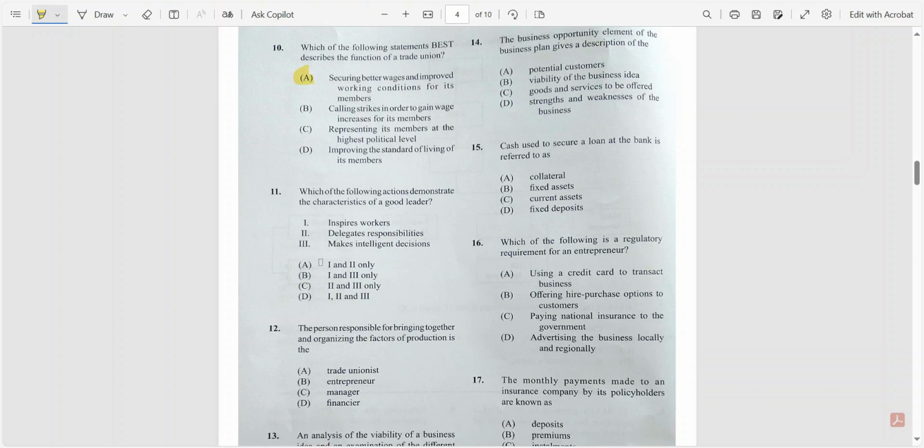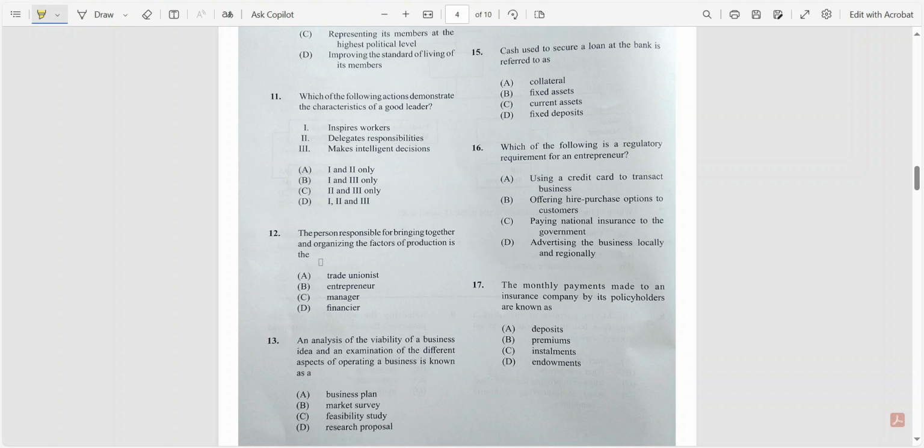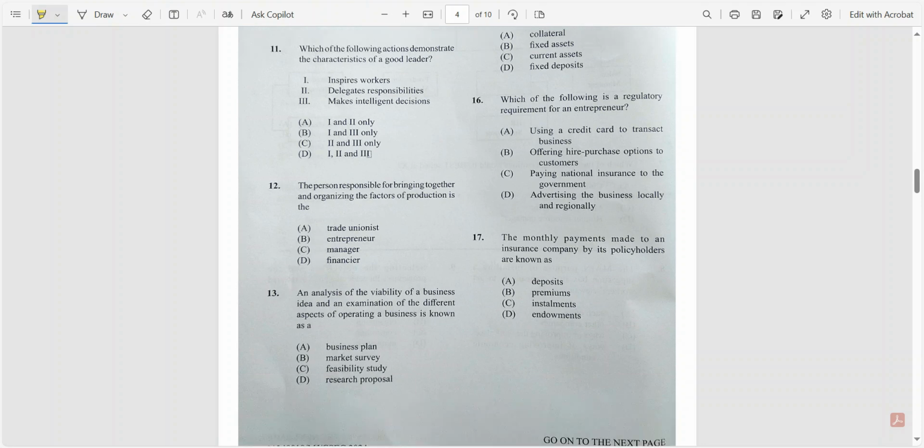11. Which of the following actions demonstrate the characteristics of a good leader? Inspires workers, delegates responsibilities, or makes intelligent decisions. As a good leader, you are expected to do all 3 of those, so it is D. The person responsible for bringing together and organizing the factors of production is called the entrepreneur, and that is 12B. 13. An analysis of the viability of a business idea and an examination of the different aspects of operating a business is known as, and the answer is C, which is the feasibility study.